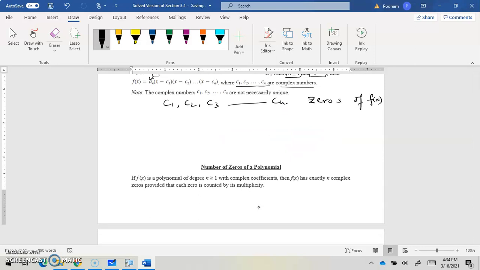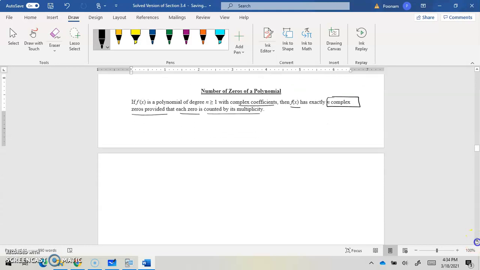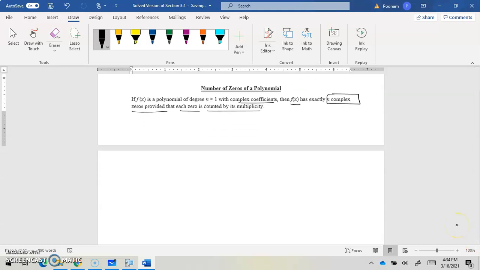Next, if f of x is a polynomial of degree n more than or equal to 1 with complex coefficients, then f of x has exactly n complex zeros provided that each zero is counted by its multiplicity. So, how many total zeros can a function have? A polynomial function's number of zeros is given by the degree of the polynomial. So, the number of zeros of a polynomial function f of x is equal to the degree of the function.